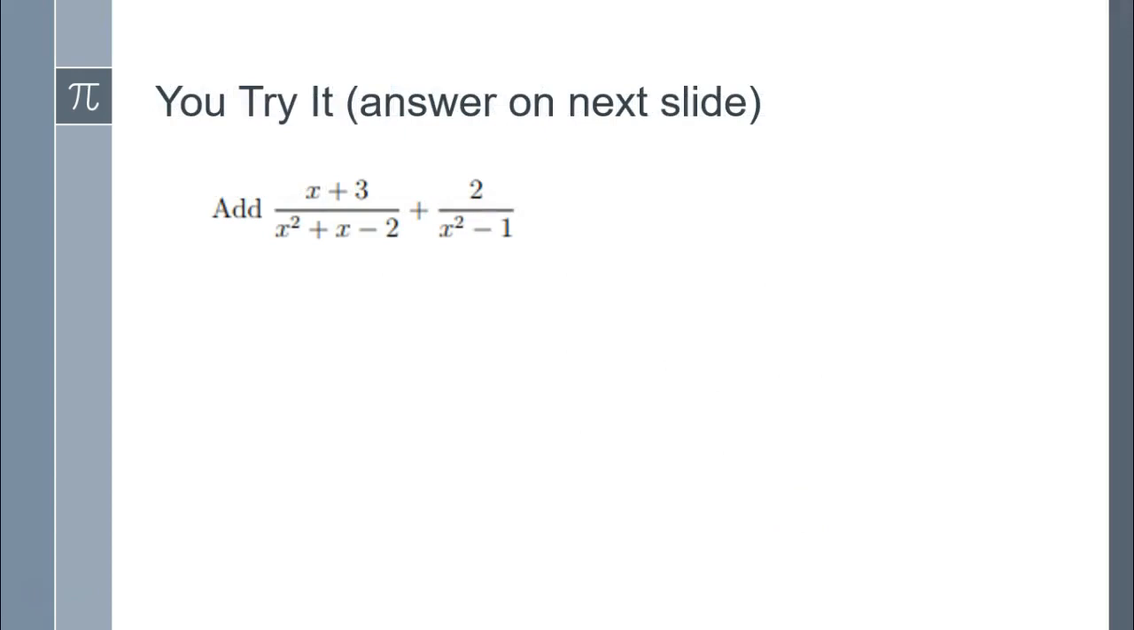So now you try this one. Find the common denominator, write the fractions over their common denominators by making the adjustments you need, and then add. Stop the video and come back. Okay, you're back.